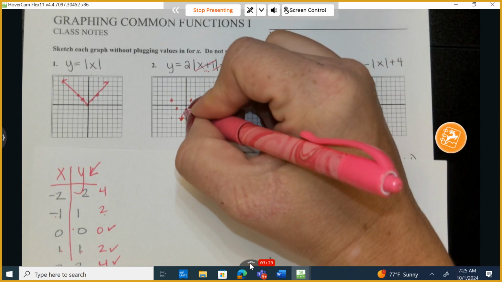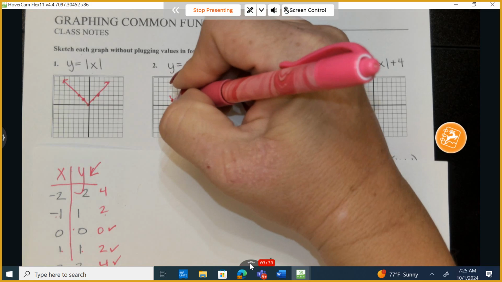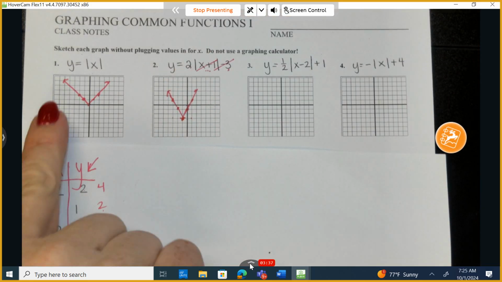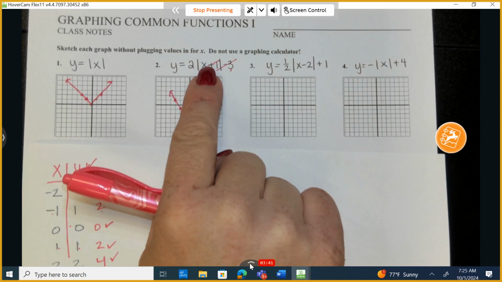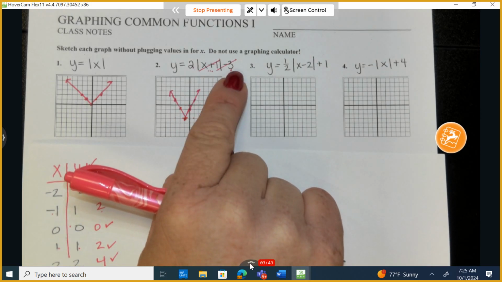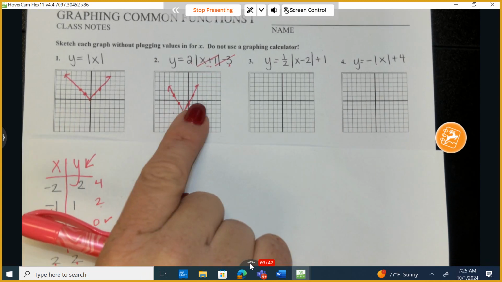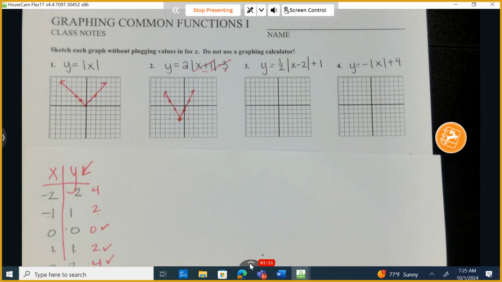Using your ID, connecting 3 points to the left, 3 points to the right, we have our new function. If I compare it to the parent function, I have shifted it horizontally to the left 1. I've shifted vertically down 3. That's my new origin. And then we can see it rises at a faster pace. It's 2 times it, so it's vertically stretched by a factor of 2.